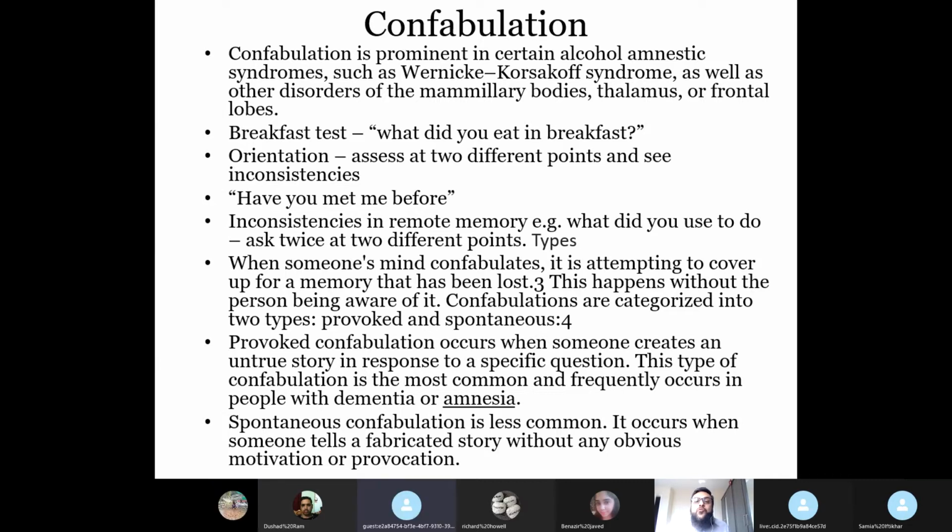Sometimes there could be an improvement you can see. So when in doubt, if you are really, really in doubt, then you may give some benefit of doubt to the patient, but only some benefit of doubt, especially in the medico-legal cases. You cannot say that it is 100% malingering. You cannot say that it is 100% Korsakoff syndrome.